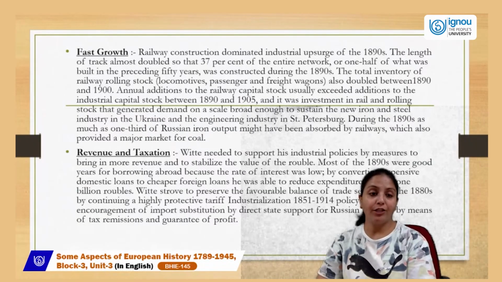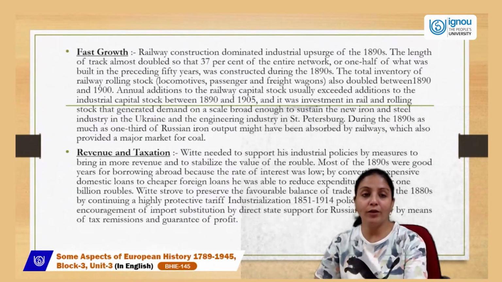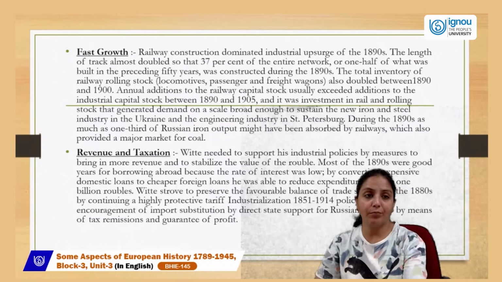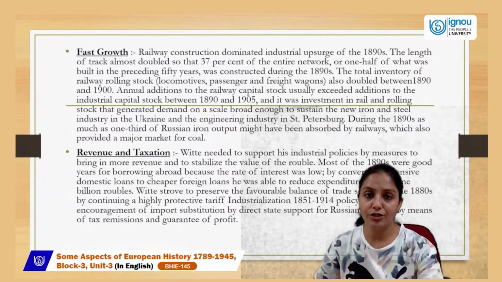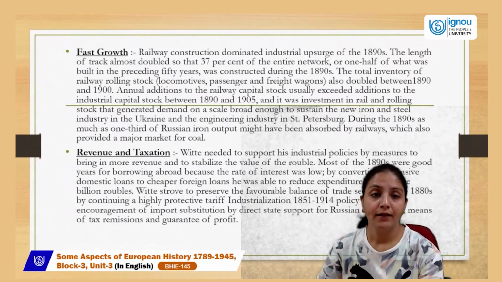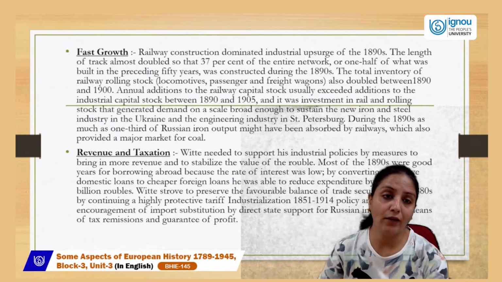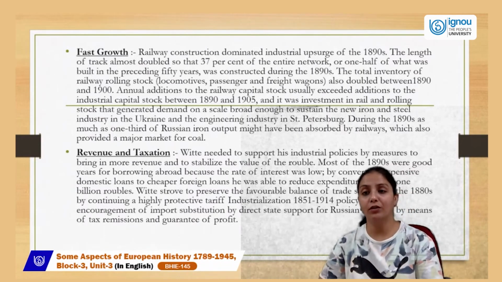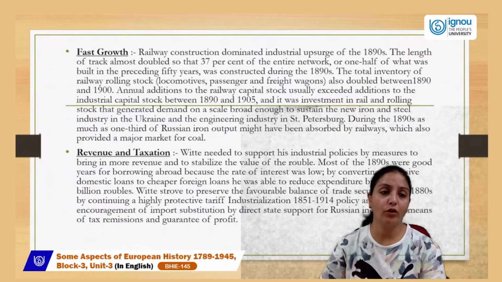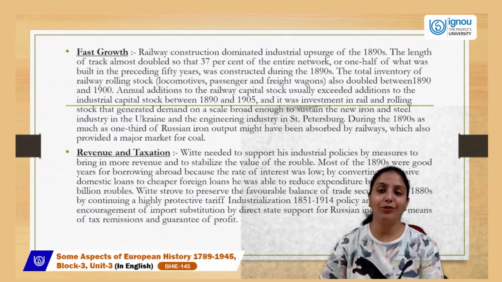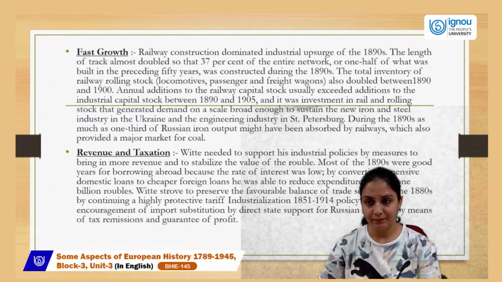Fast growth, revenue, and taxation. They wanted their fast growth and they wanted to enhance revenue and taxation in that particular area. Railway construction dominated the industrial upsurge of the 1890s. The length of track almost doubled, so that 37% of the entire network, or one half of what was built in the preceding 50 years, was constructed during the 1890s.